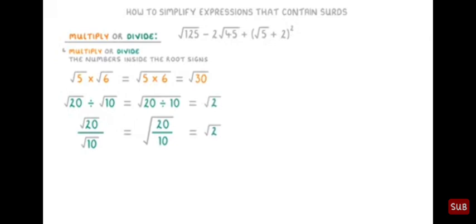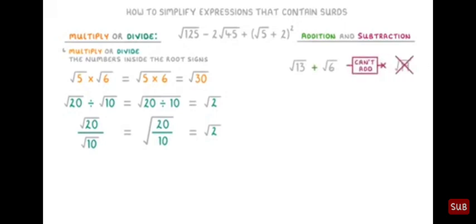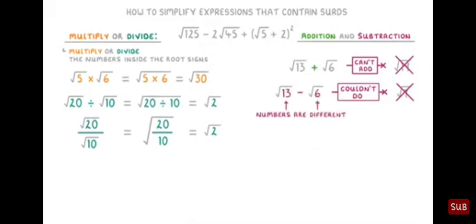The important thing to remember though is that addition and subtraction don't work this way. For example, if you have root 13 plus root 6, you can't add them together to get root 19. Just like you couldn't do root 13 minus root 6 to get root 7. This is because the numbers inside the surds are different, so you can't add or subtract them.